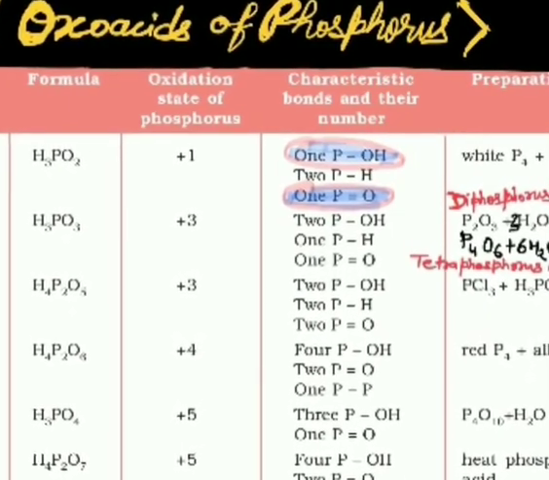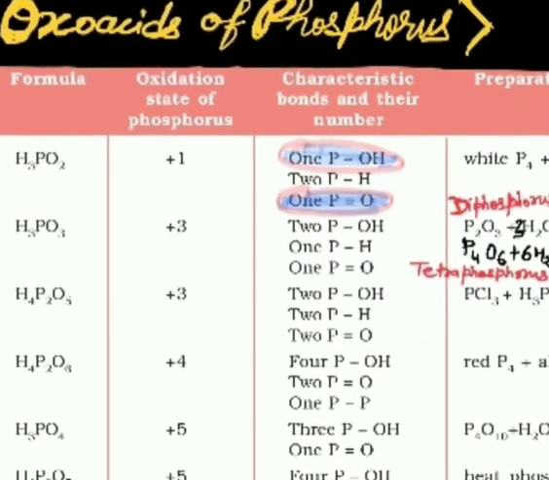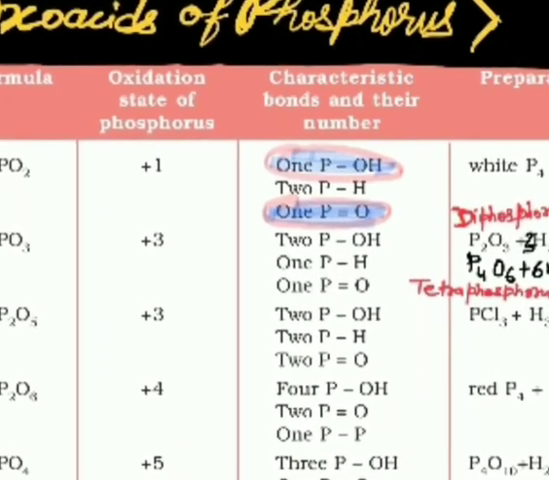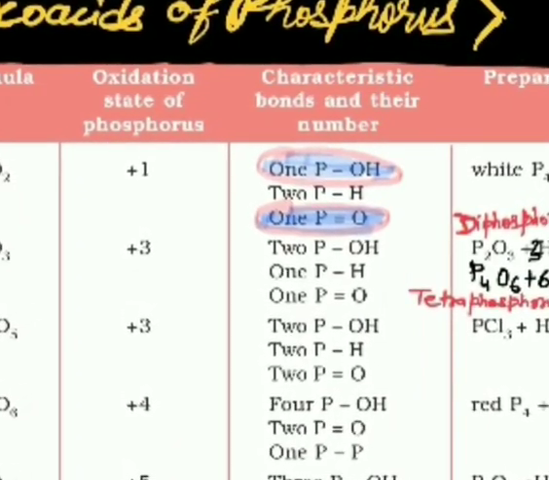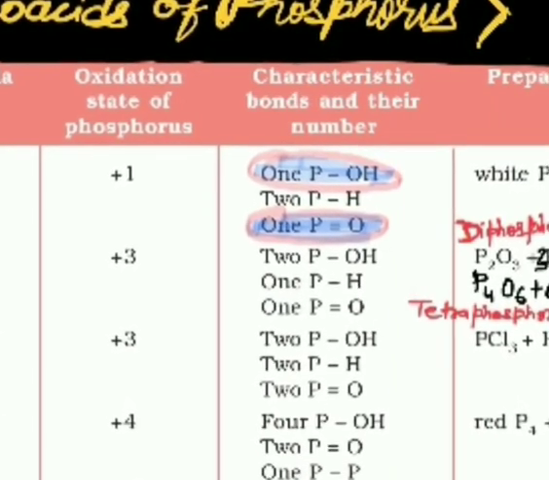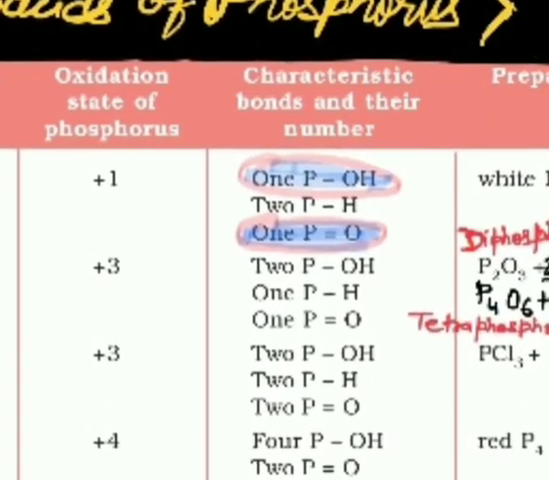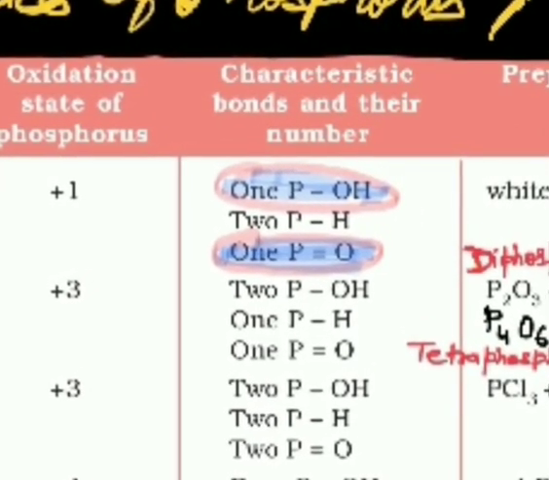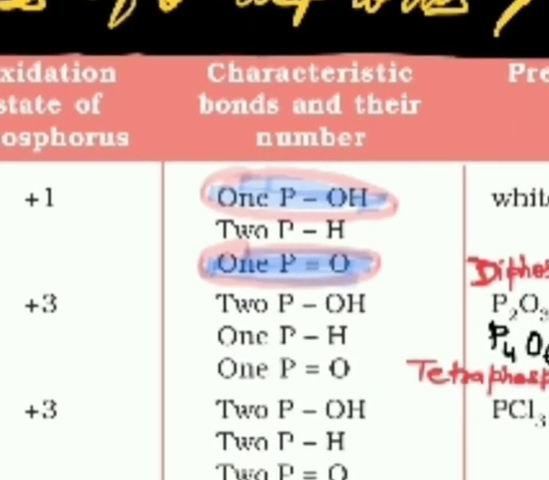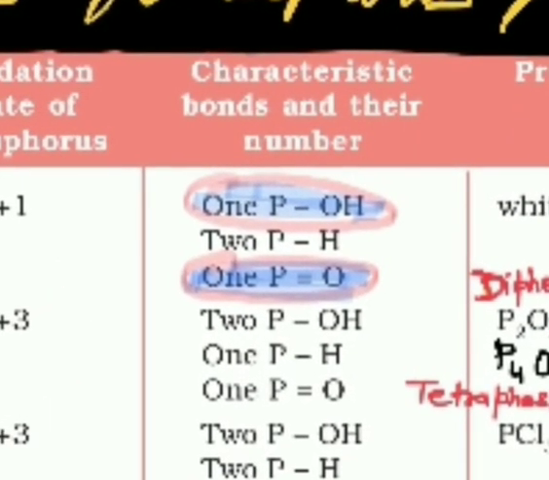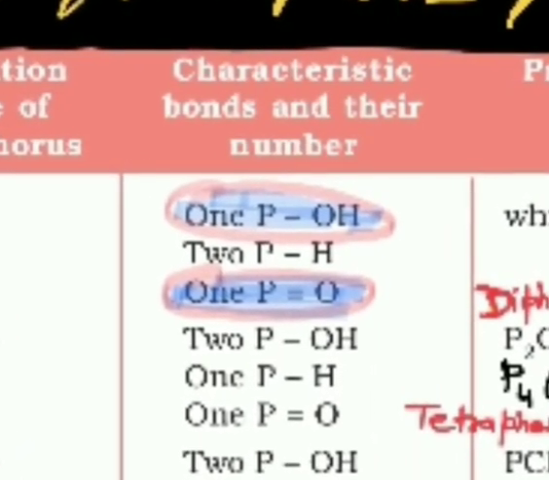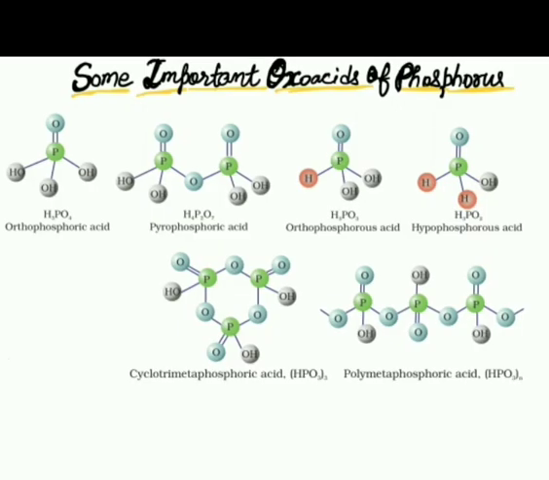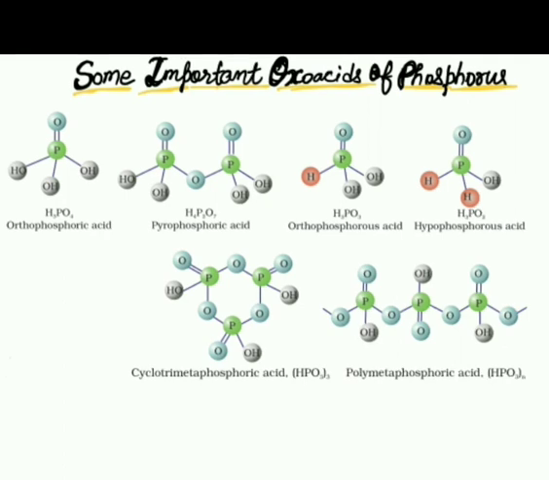While analyzing this table, one thing is very clear: in every case, phosphorus will make 5 bonds, out of which one bond will be a phosphorus-hydroxyl bond, and one bond is a phosphorus double bond with oxygen. So in every case phosphorus will make 3 pre-decided bonds, and 2 bonds are different, depending on the structure. These are some of the structures of the oxoacids taken from the NCERT book, but let us discuss each of them one by one.